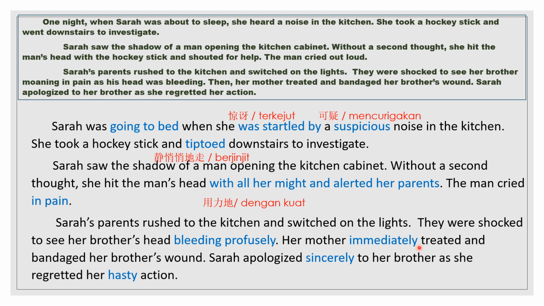Sarah's parents rushed to the kitchen and switched on the lights. They were shocked to see her brother's head bleeding profusely, meaning bleeding a lot of blood. Okay, berdarah, right? Her mother immediately treated and bandaged her brother's wound. Wound means the 伤口. Okay, tempat yang berdarah. Yeah. Sarah apologized sincerely to her brother as she regretted her hasty action. Hasty here means 很仓促的, tergesa-gesa. Alright? Alright, so you can try to write an essay like this, okay? Remember, practice makes perfect.